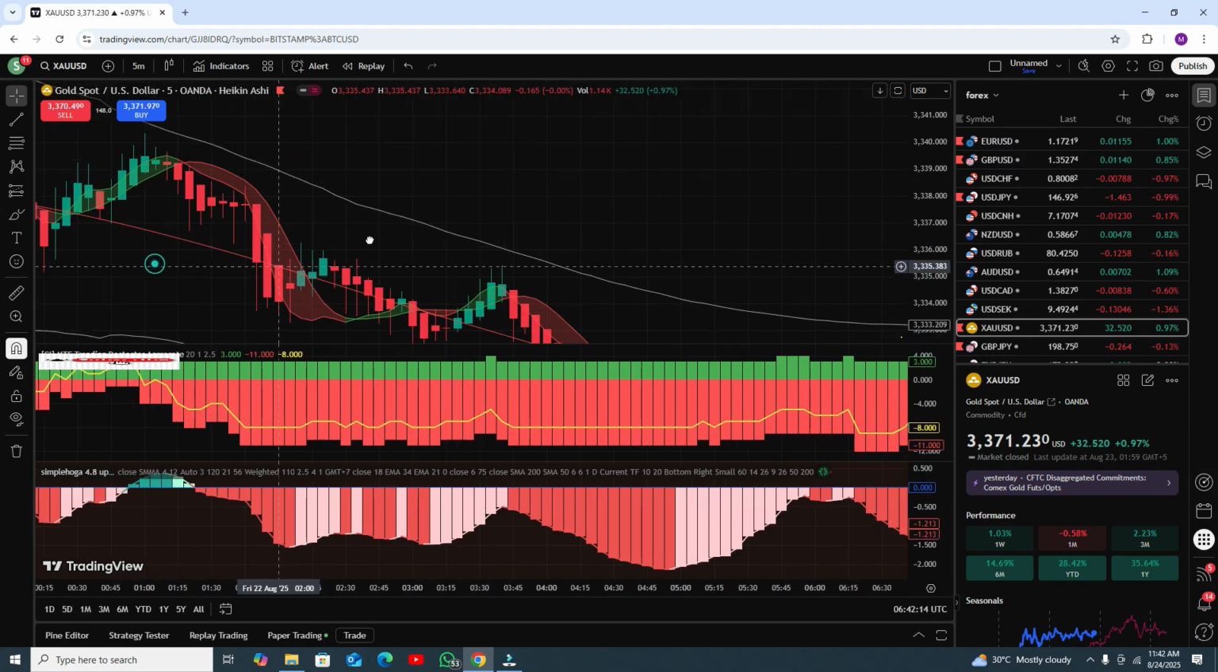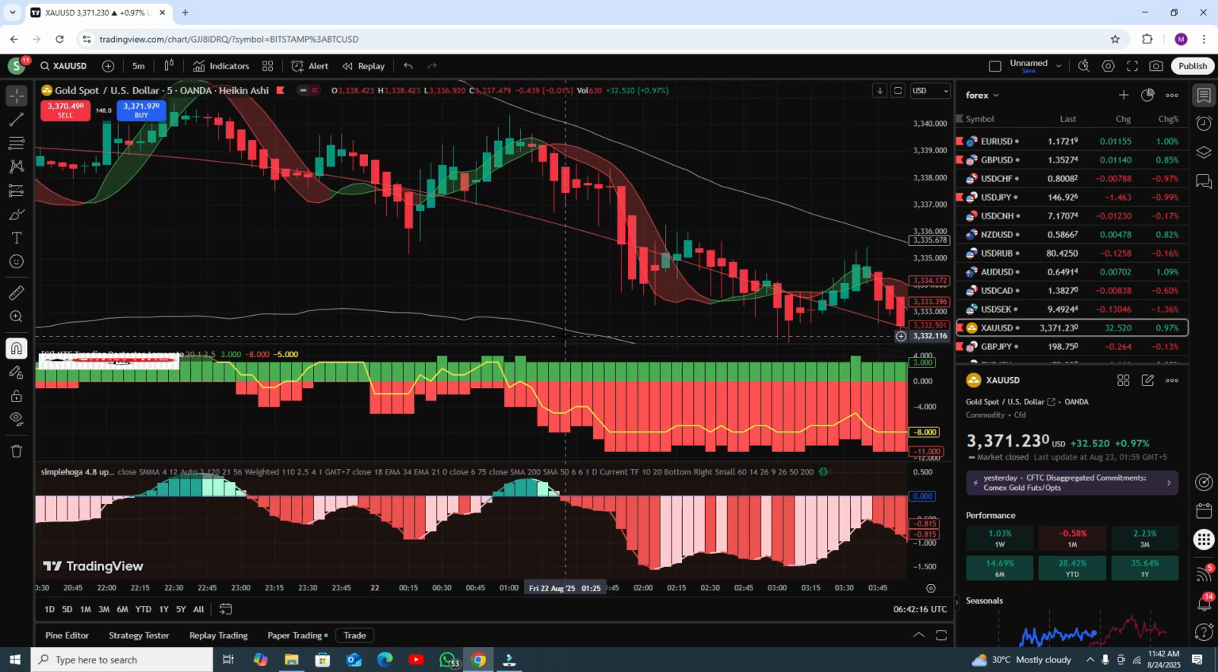Let me show you some more results here. Here we go. This one, RSI is red, yellow line comes below, histogram red. So put your entry, put your stop loss, 1/1 ratio take profit. That's it. Okay, let's find out more entries.